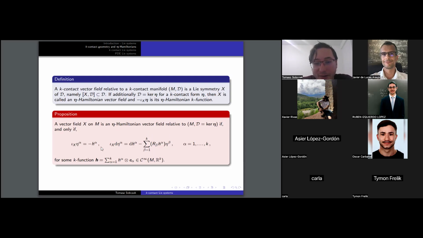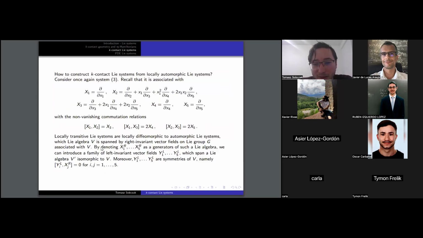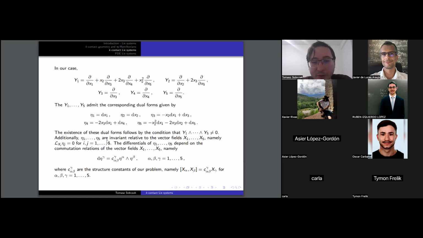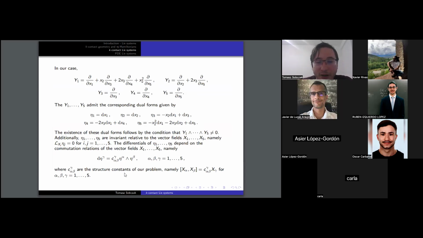So it is eta Hamiltonian vector fields with eta Hamiltonian K functions, and we have eta Hamiltonian eta K-contact Lie systems. However, there are some additional comments on how to obtain the eta, but I believe I covered it before. I don't want to focus on this because it is maybe not as interesting, and it was shown before.